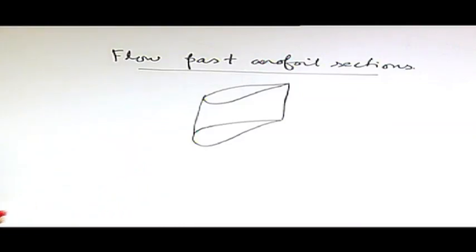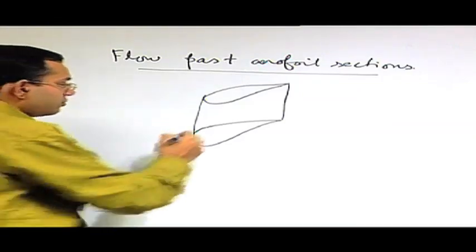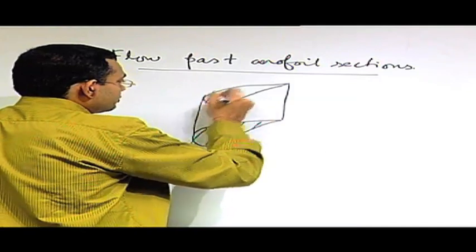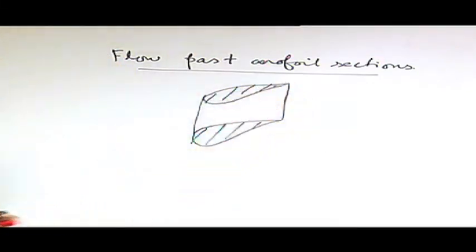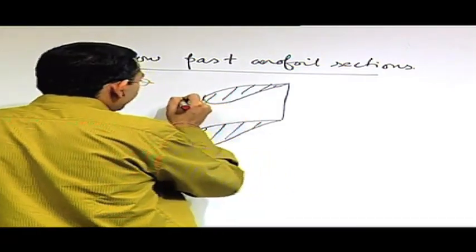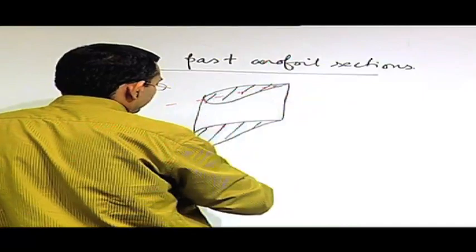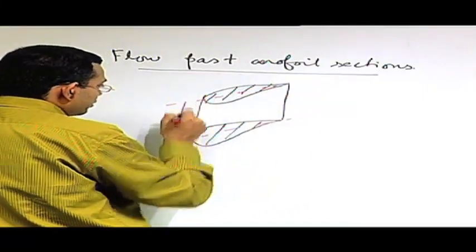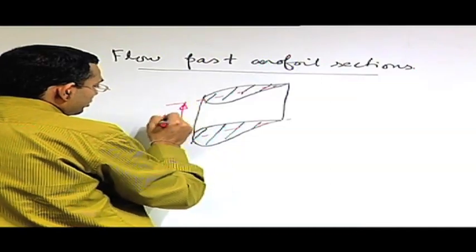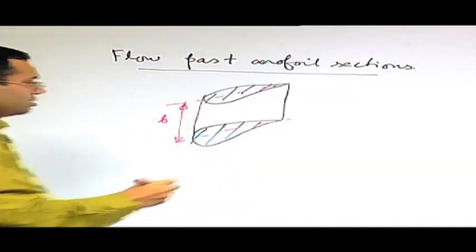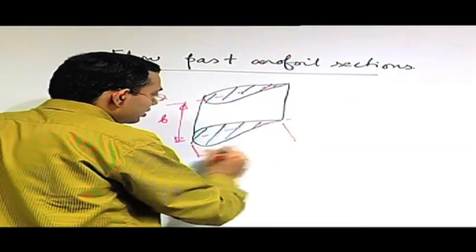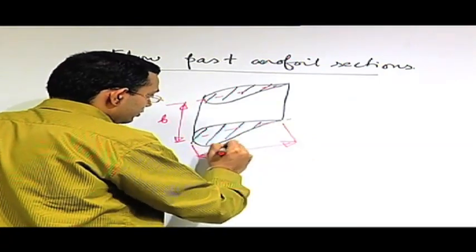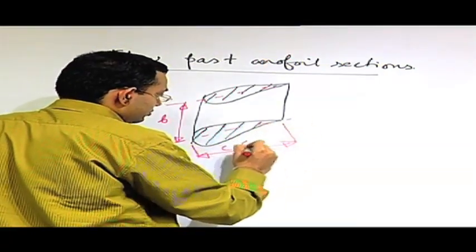Just consider it like a section of an aircraft wing. Now there are certain important dimensions which are given to it. One is the dimension of this transverse one, and another is this one, which is called the chord of the aerofoil. This is called the chord.